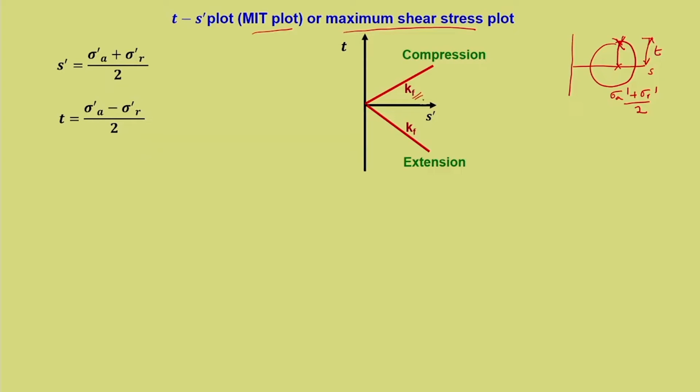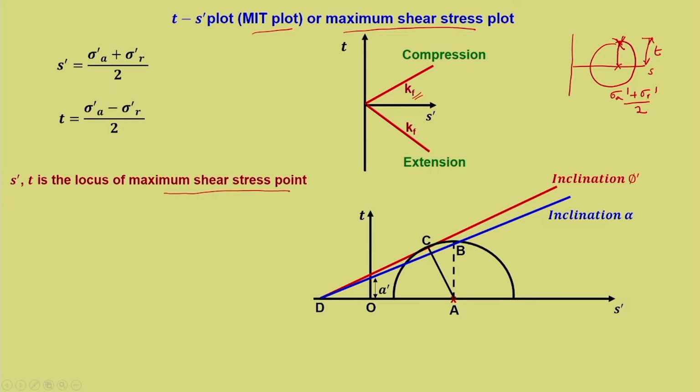We need to find out what is the slope of the failure line in S T dash plot. So, S dash T, remember S dash we have put prime, T we have not, because this is more like a shear stress. So, U cancels off. So, you can say T is equal to T dash. So, S dash T is the locus of maximum shear stress point. We have already discussed that. Now, let us consider T S dash plot. This is the Mohr circle.